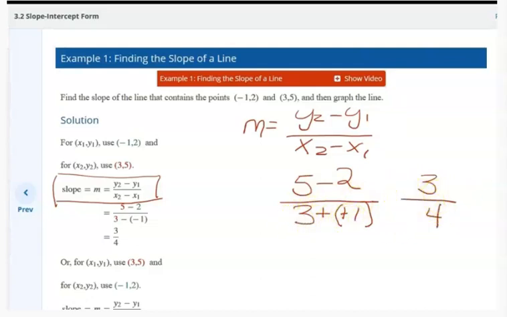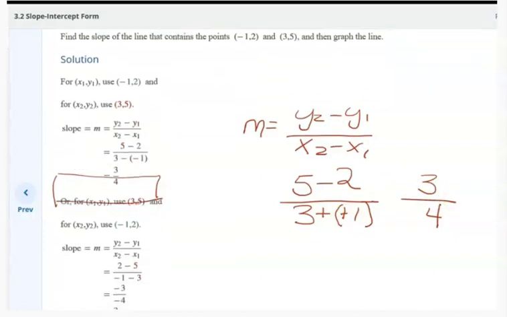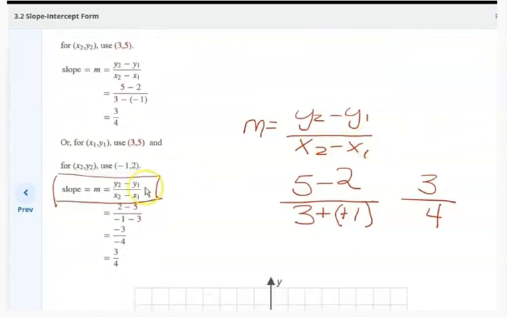So our slope is, and as we look at this a little bit, I'll move it down, 3 over 4. Now, if you reverse this and had the other be the sub 1s and the sub 2s, you would end up with a negative 3 over a negative 4, and it would still come out to a positive 3/4. Okay, let's go on.